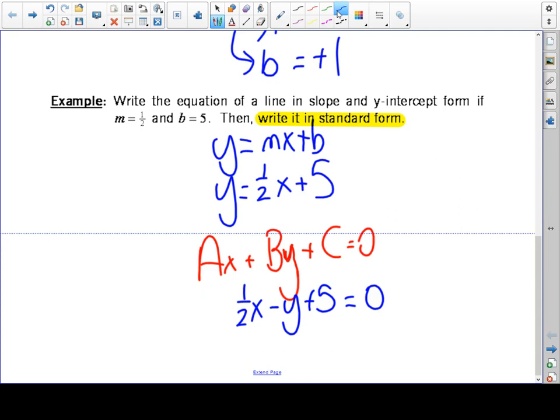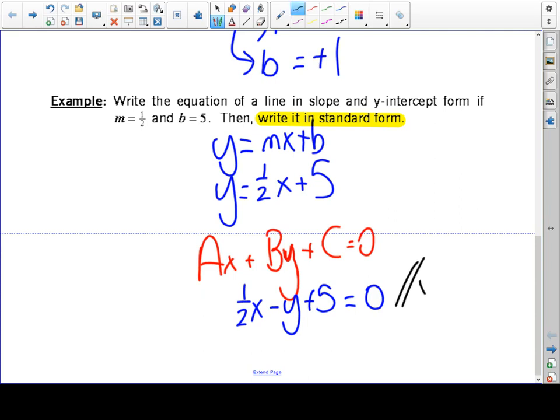No. What's wrong with the last thing written in blue? Why is that not in standard form? Because it's a fraction. We can't have a fraction. So we've got to ask ourselves, what do we do?